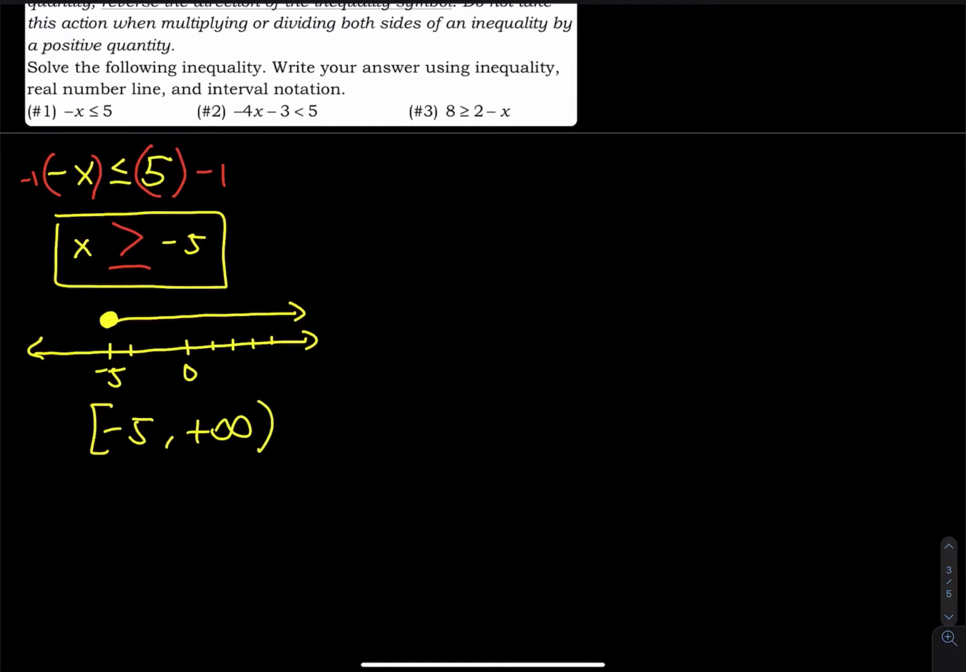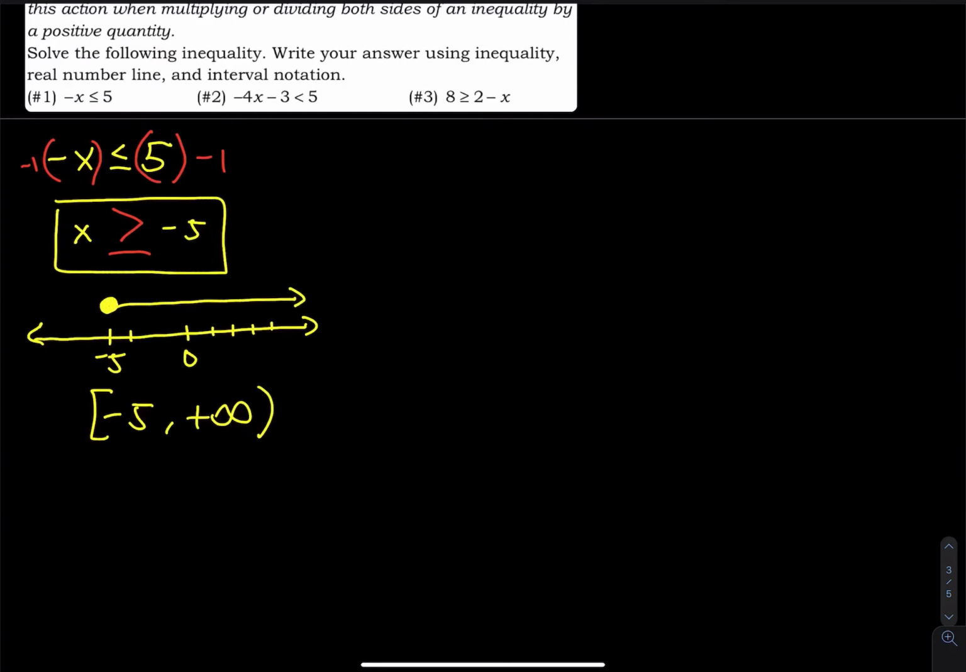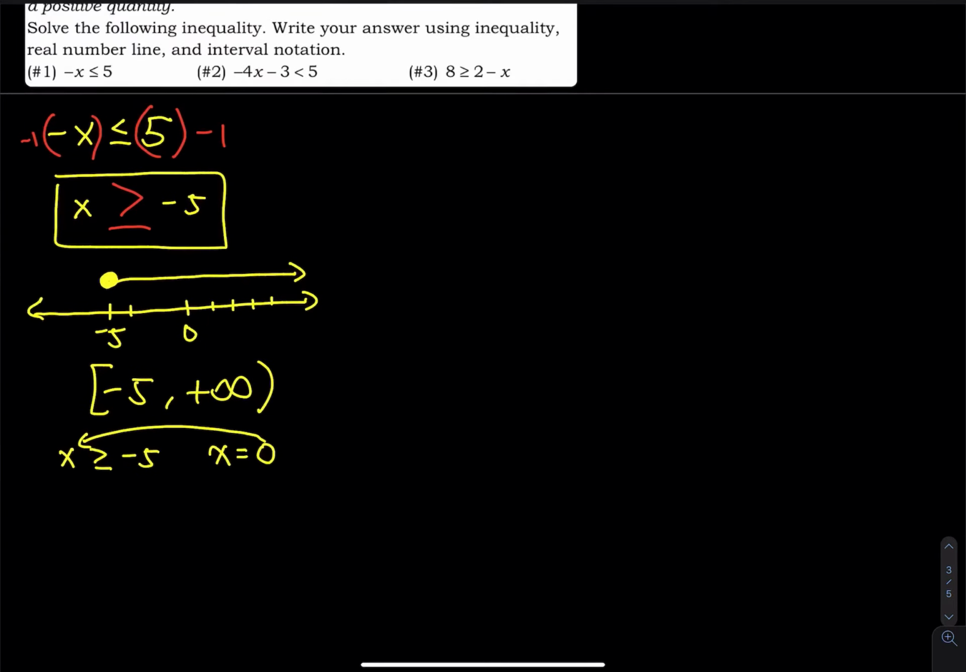So how do you check your work? All you have to do is pick a number that satisfies the inequality. Our solution set is x greater than or equal to negative 5. So let's say x equals 0, right? 0 satisfies this inequality. But what about the given inequality? The given inequality is negative x less than or equal to 5. So let's plug in x right here. We have negative 0, which is 0, less than or equal to 5. So this checks. This is correct.